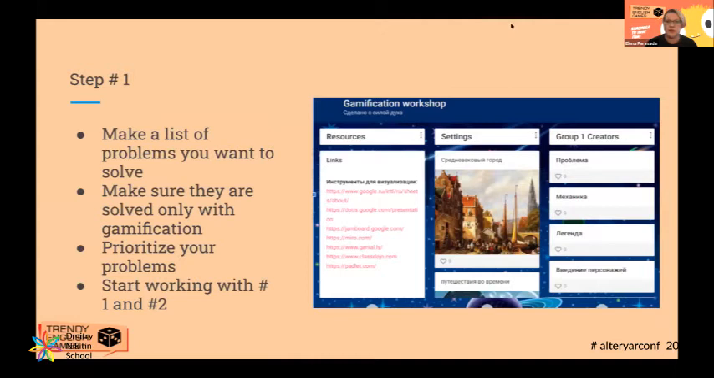And when I run workshops with other teachers, this is the first step. This is what we usually start with. First of all, we make a list of problems we want to solve in our classroom. Then we make sure that these problems can be solved with the help of gamification. Gamification is a time-consuming thing.